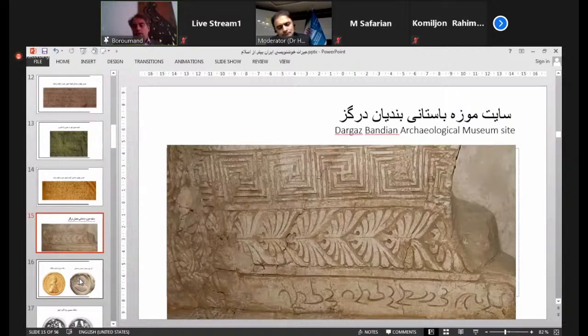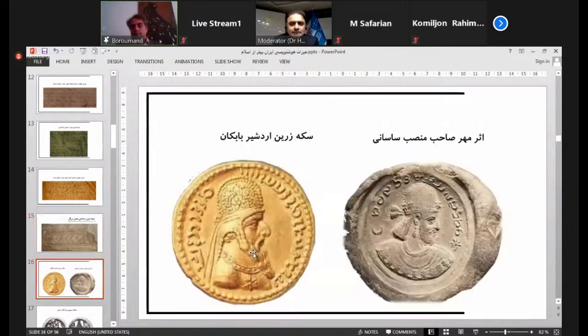This sample, which you see at the bottom of the picture, shows Pahlavi writing carved in stucco on Bandiyan in Dargaz. The letters mixed with decorative designs have made it very beautiful.